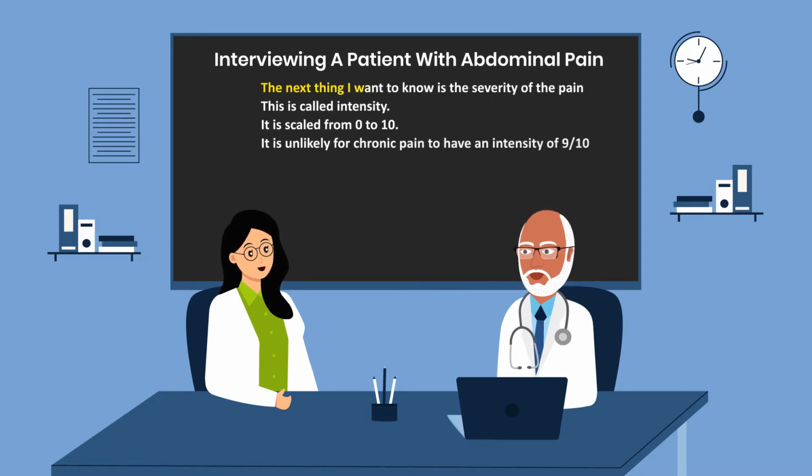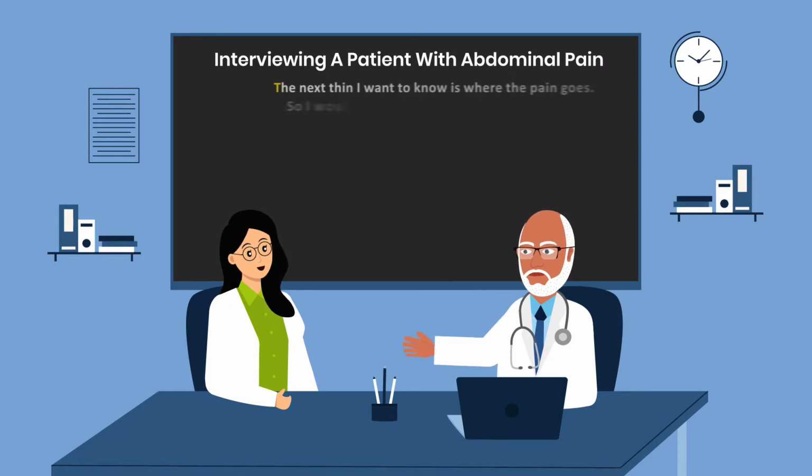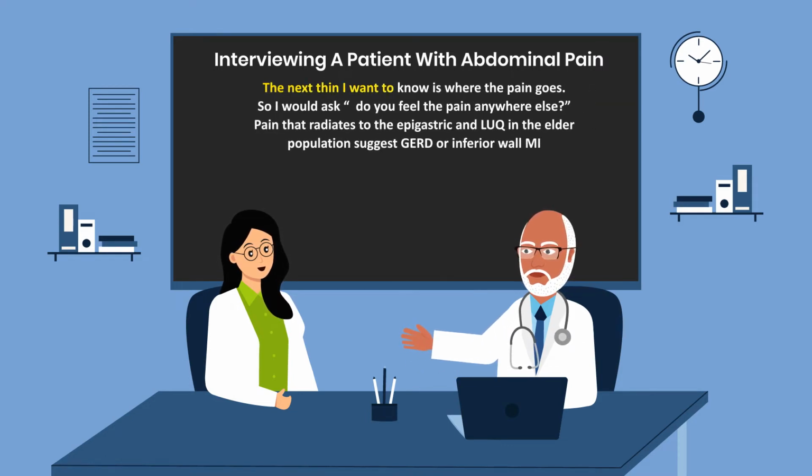The next thing I want to know is the severity of the pain. This is called intensity. It is scaled from 0 to 10. It is unlikely for chronic pain to have an intensity of 9/10. The next thing I want to know is where the pain goes, or does it radiate? So I would ask, do you feel the pain anywhere else?